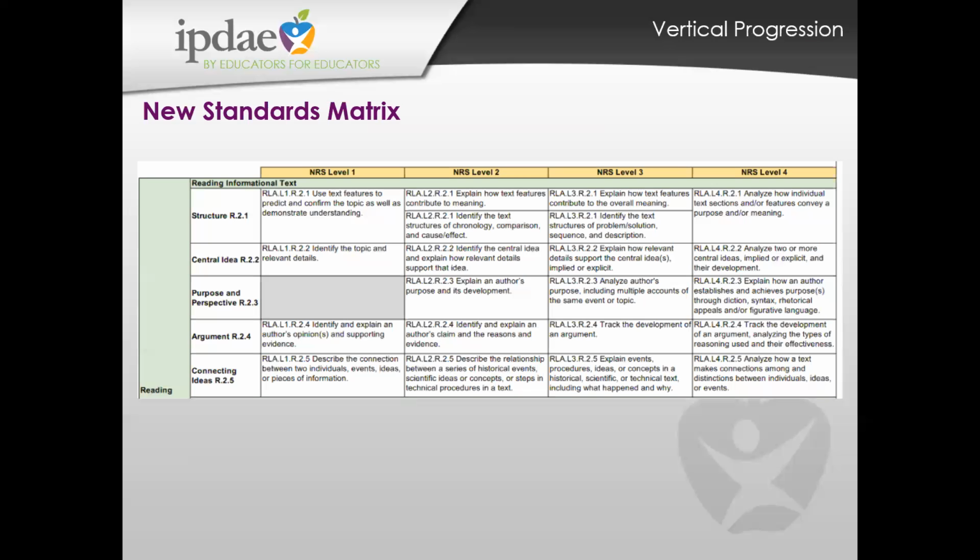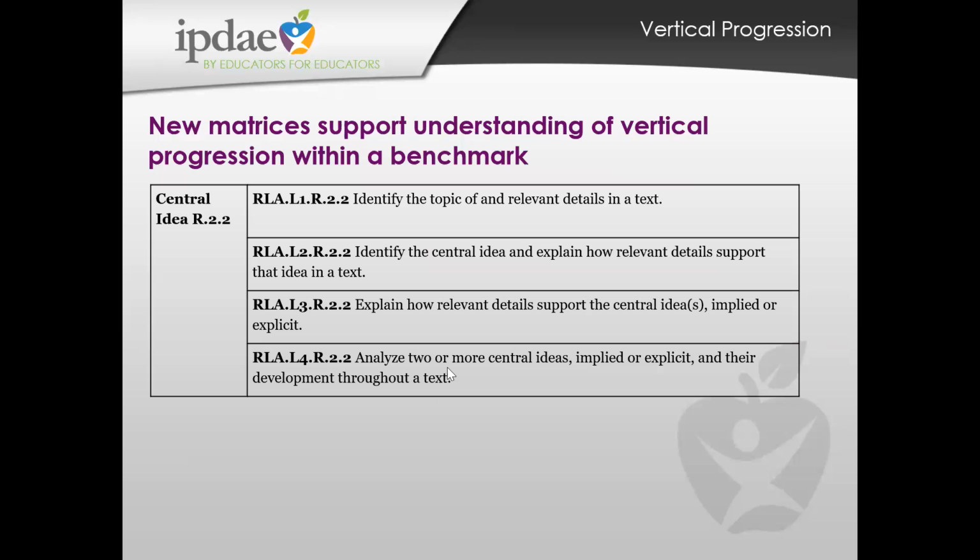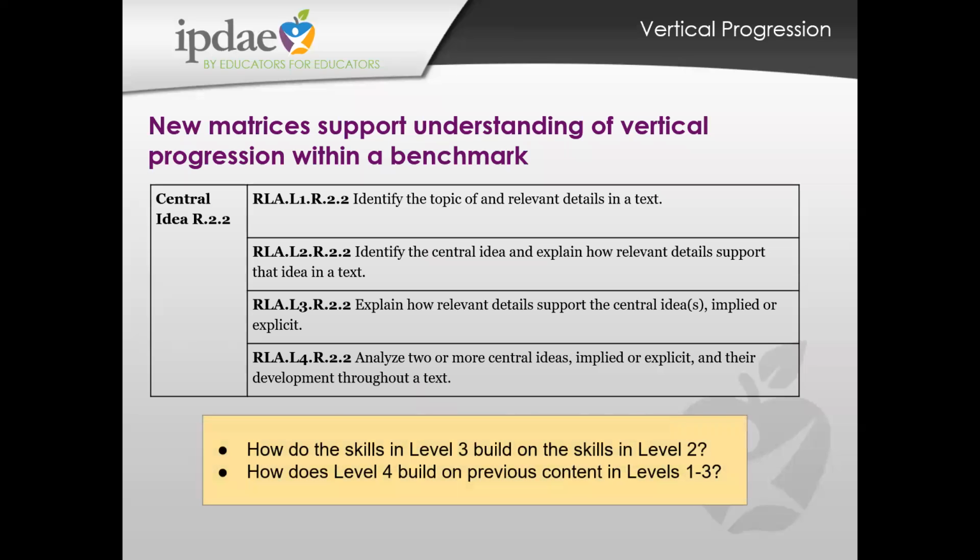So digging into the substance a little bit more. As we said, all the benchmarks are in one place, showing that clear vertical progression from level 1 through level 4. I pulled out that one that I was just showing you, central idea, and put it vertically so that you could see a little bit more. One of the things the matrix helps us think about are the ways in which the benchmark progresses from level 1 through level 4.